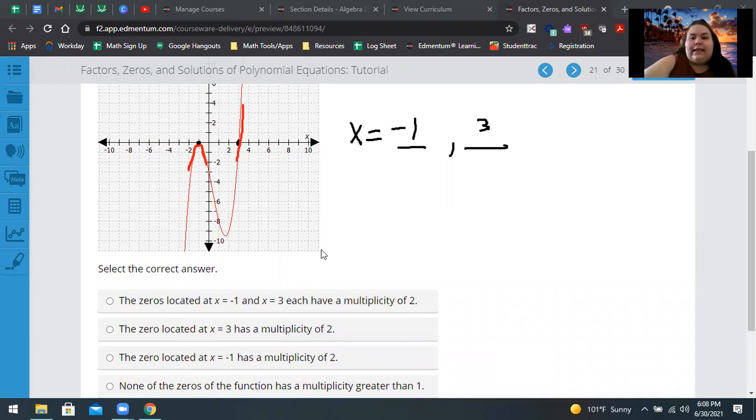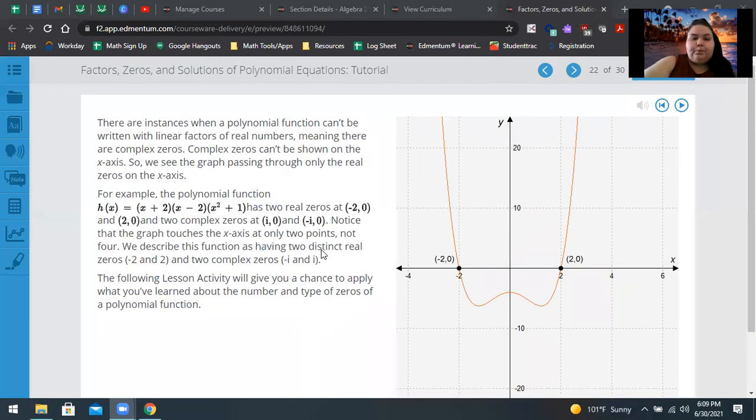Let's go ahead and take a look at slide 22. There are instances where the polynomial function can't be written with a linear factor of real numbers, meaning that there are complex zeros. Complex zeros can't be shown on the x-axis, as we see the graph passing through only the real zeros on the x-axis.